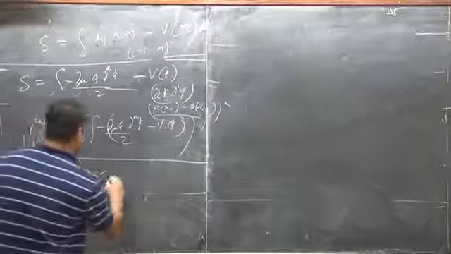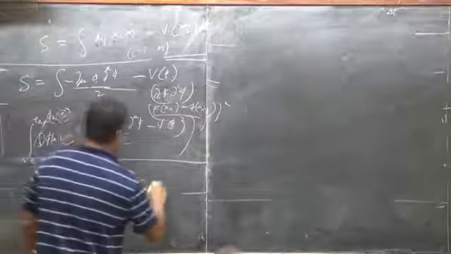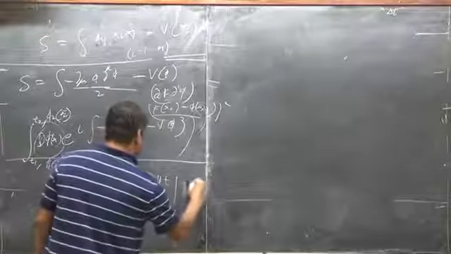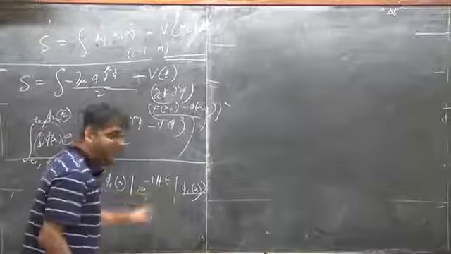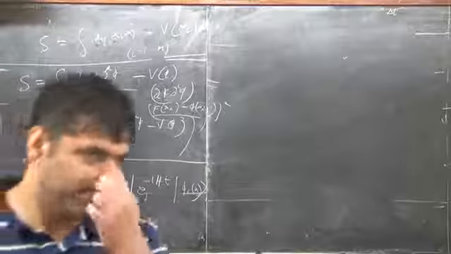And the interpretation of that is phi 2 of x, e to the power minus iHt, phi 1 of x. Well, these states we defined 2 minutes ago, the eigenstates of the object.